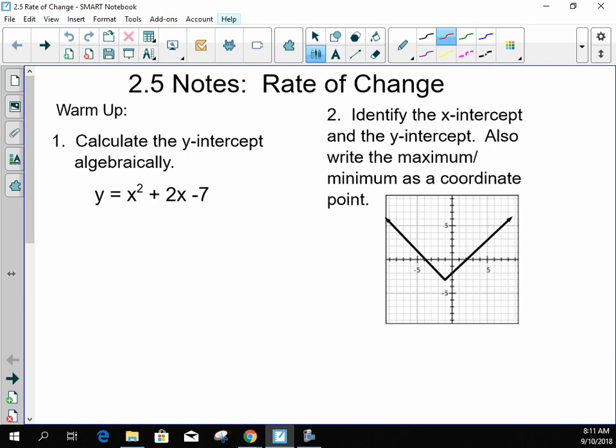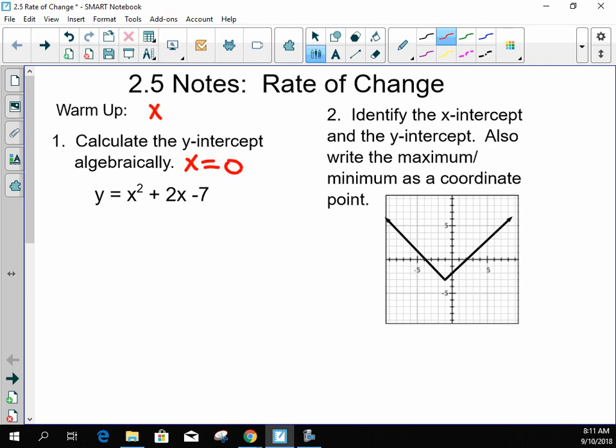How do I calculate the y-intercept, kids? The y-intercept, what is 0, children? Say it like you mean it. The y-intercept, what is 0? X. Yes, x is 0. So in order to calculate this algebraically, I make x 0.